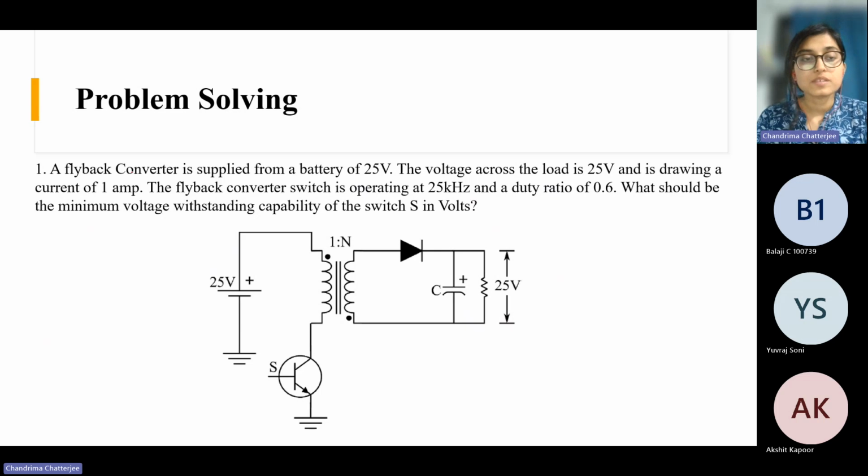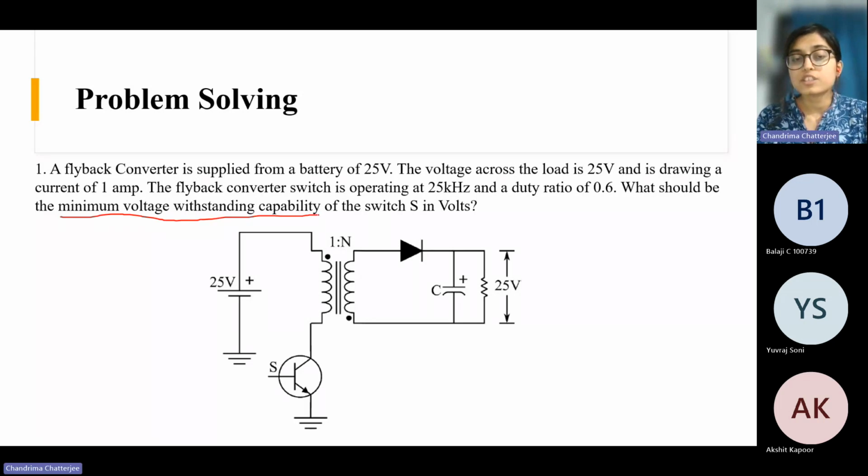The first problem is: a flyback converter is supplied from a battery of 25 volt. The voltage across the load is 25 volt and it is drawing a current of 1 ampere. The flyback converter switch is operating at 25 kilohertz and at a duty ratio of 0.6. What should be the minimum voltage withstanding capability of the switch in volts? We need to find out the minimum voltage withstanding capability of this switch.